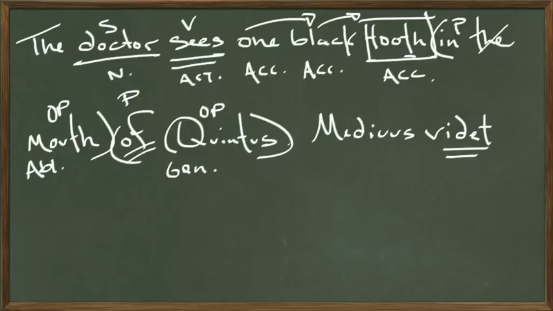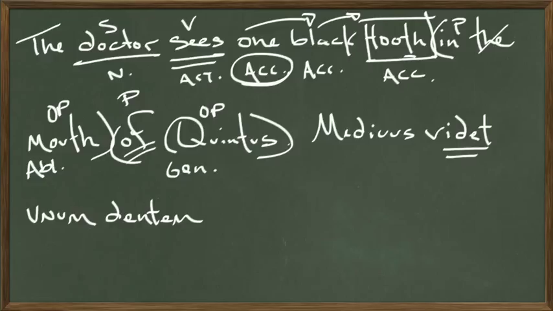So we're going to change unus, which is nominative, to accusative, remember? Unum. So we're going to have medicus videt unum. Now we can put dentem back in. Medicus videt unum dentem.